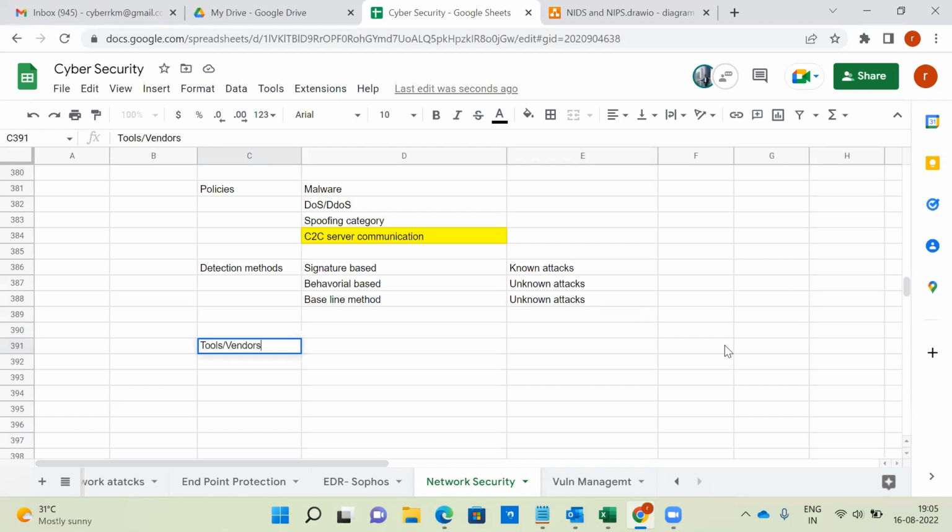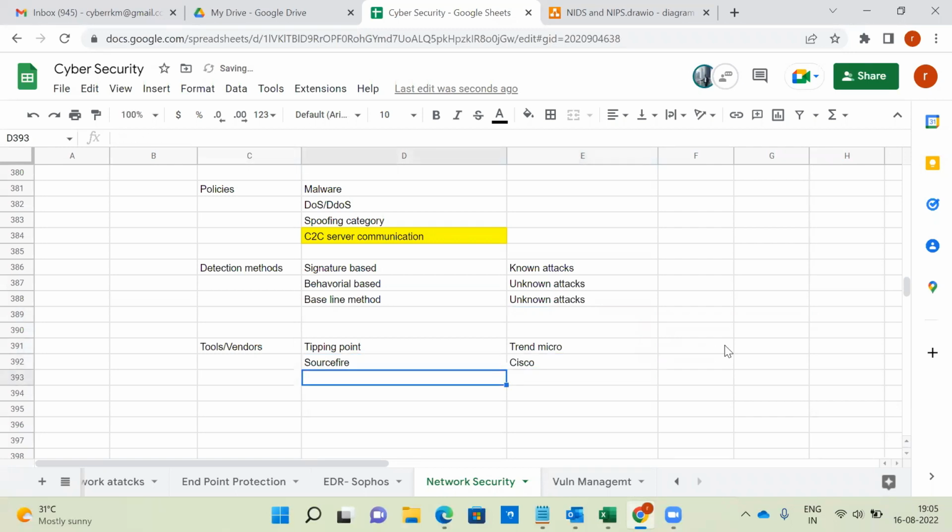So next one is tools or vendors. Tipping Point is from which company? Trend Micro. Next one, Sourcefire. Cisco. Next one, McAfee NSM, Network Security Manager. Which company is the vendor? McAfee only. So next one we have Symantec.